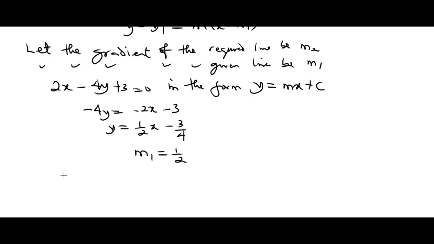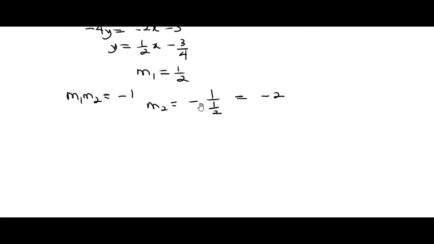And we're told that they are perpendicular to each other. You know that m1 times m2 equals minus 1. That is, m2 equals minus 1 over m1. Therefore, I can say that my m2 is minus 2. So if m2 is minus 2, that is the slope of the required equation.